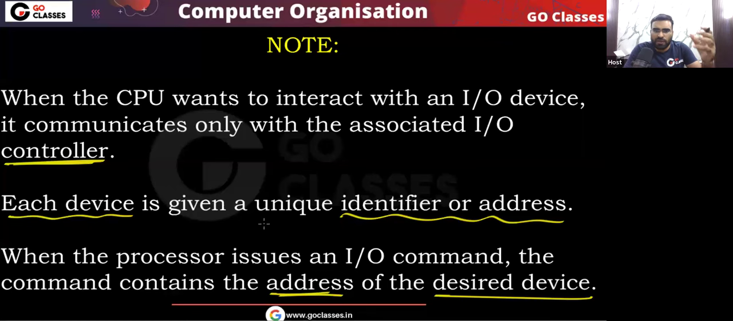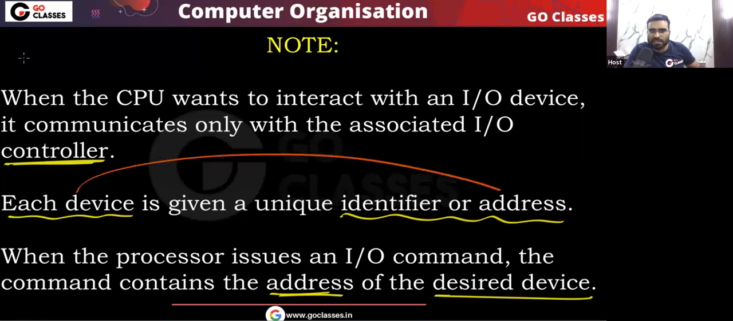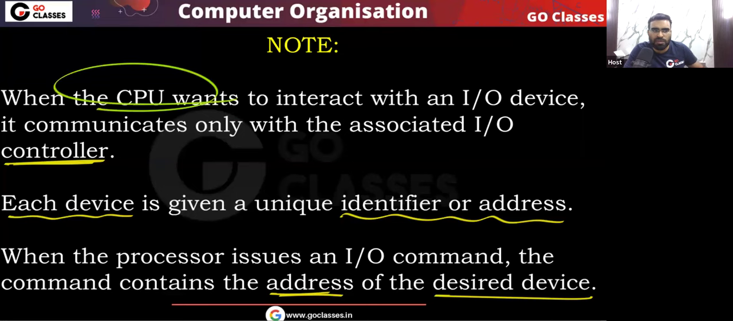In the main memory, if I want to access some location, the CPU will generate a main memory address. Similarly, if the CPU wants to communicate with some IO device, the CPU will generate the address of that IO device. Is this clear? Every IO device has an address. And remember, the CPU will not communicate with the IO device directly. The CPU will communicate with the device controller, or I can say the IO device interface, not the IO device directly.